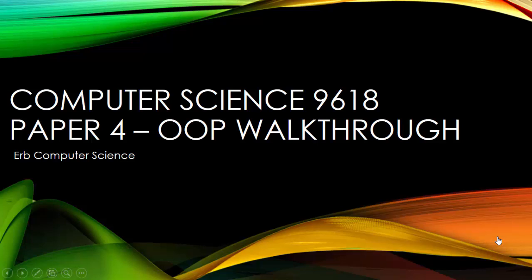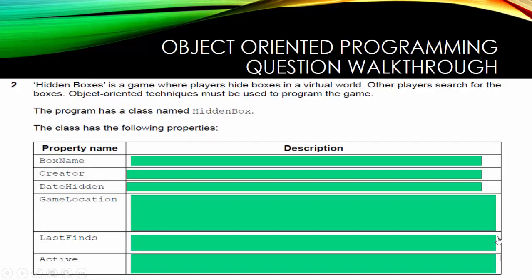In this video, we're going to take a look at an object-oriented program question from paper 4 for the Cambridge Computer Science. So let's go ahead and take a look at this question and get some information. Hidden Boxes is a game where players hide boxes in a virtual world. Other players search for the boxes. Object-oriented techniques must be used to program the game.